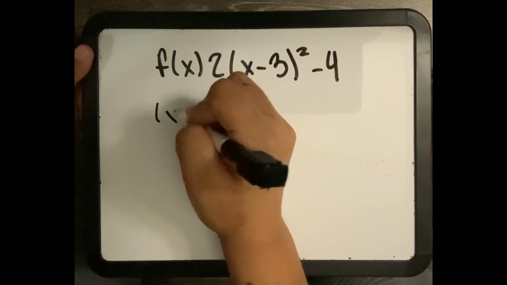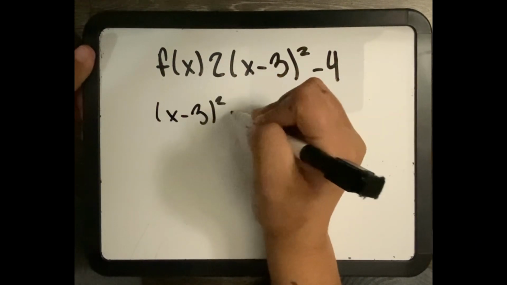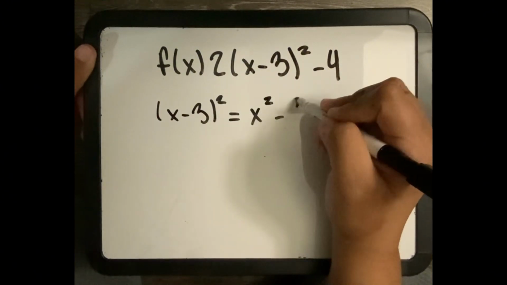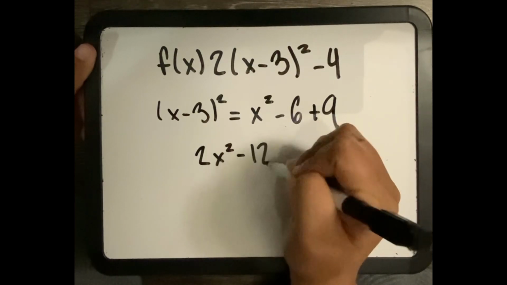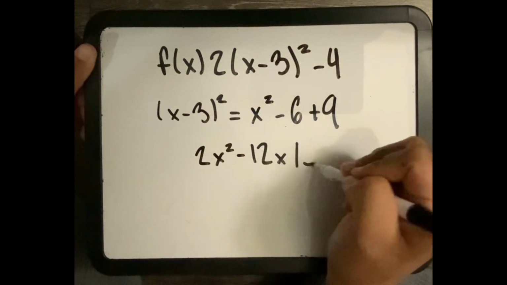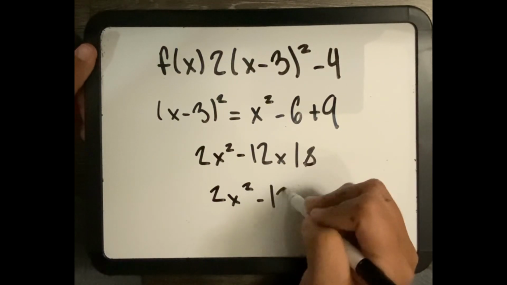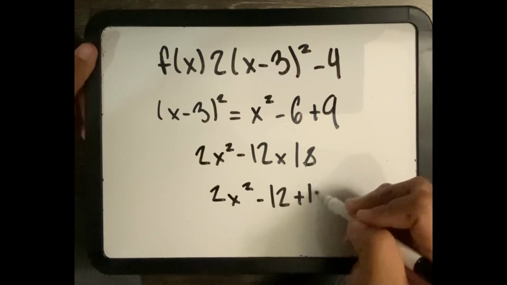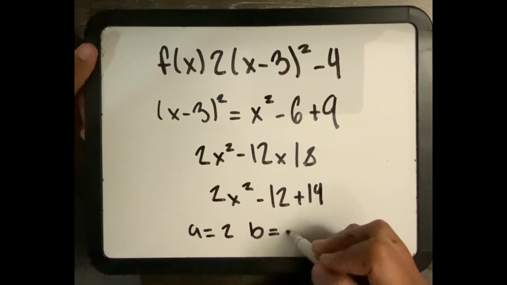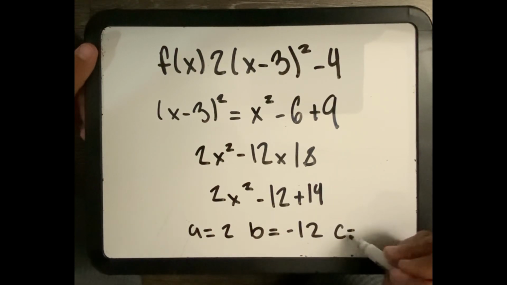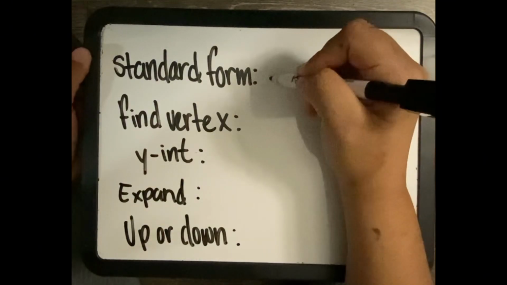First, we can expand the squared part, so parentheses x minus 3 squared would equal x squared minus 6x plus 9. Now we could multiply by 2, which would give us 2x squared minus 12x plus 18. And after that, we could just subtract 4, which would give us 2x squared minus 12x plus 14, which would be our standard form. So now we know that our coefficients are a is equal to 2, b is equal to negative 12, and c is equal to 14. And we can graph or find the vertex from here.